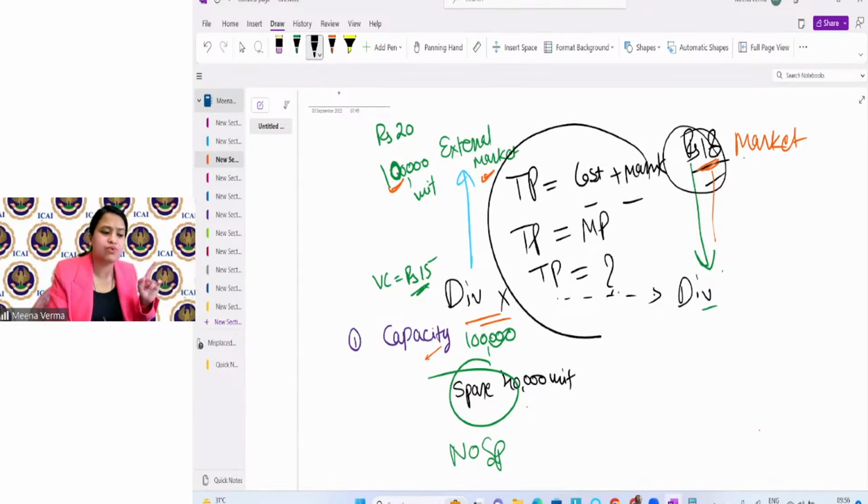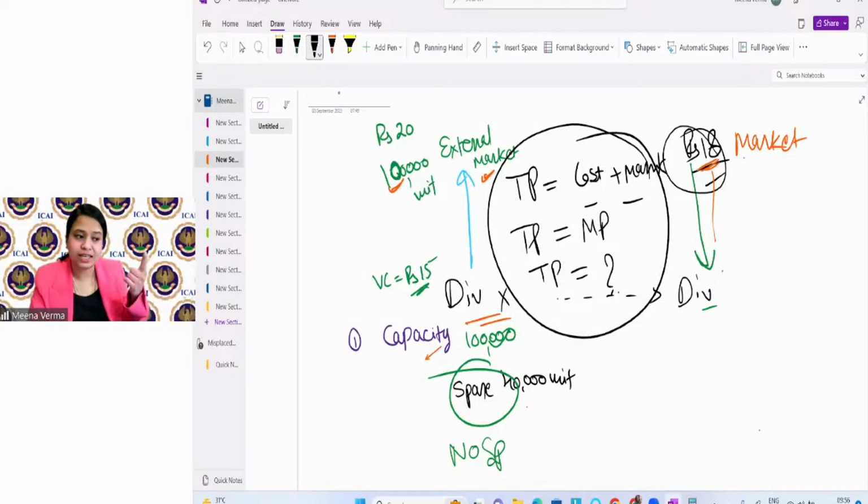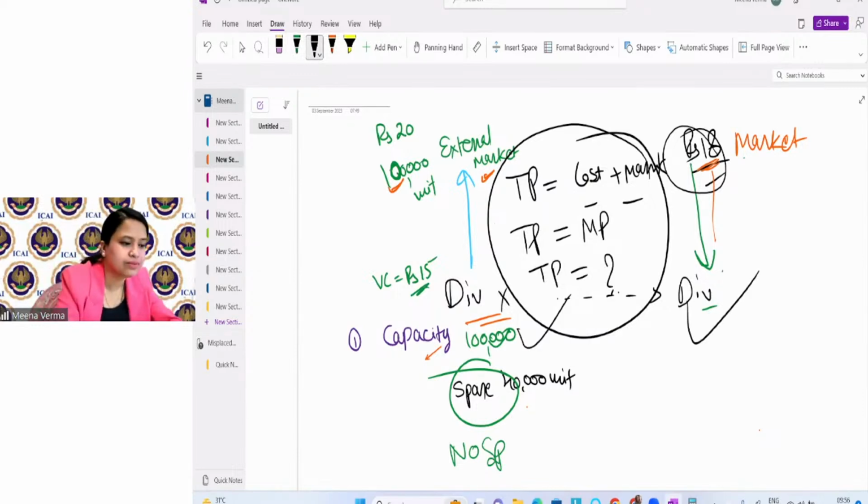That means, in this case, what is happening? You will get a second case where the transfer price will be given. Accordingly, find the profitability of both the divisions. So simple, not at all difficult, right? Do you have any doubt? I have just given you a recap of what we have studied so far.